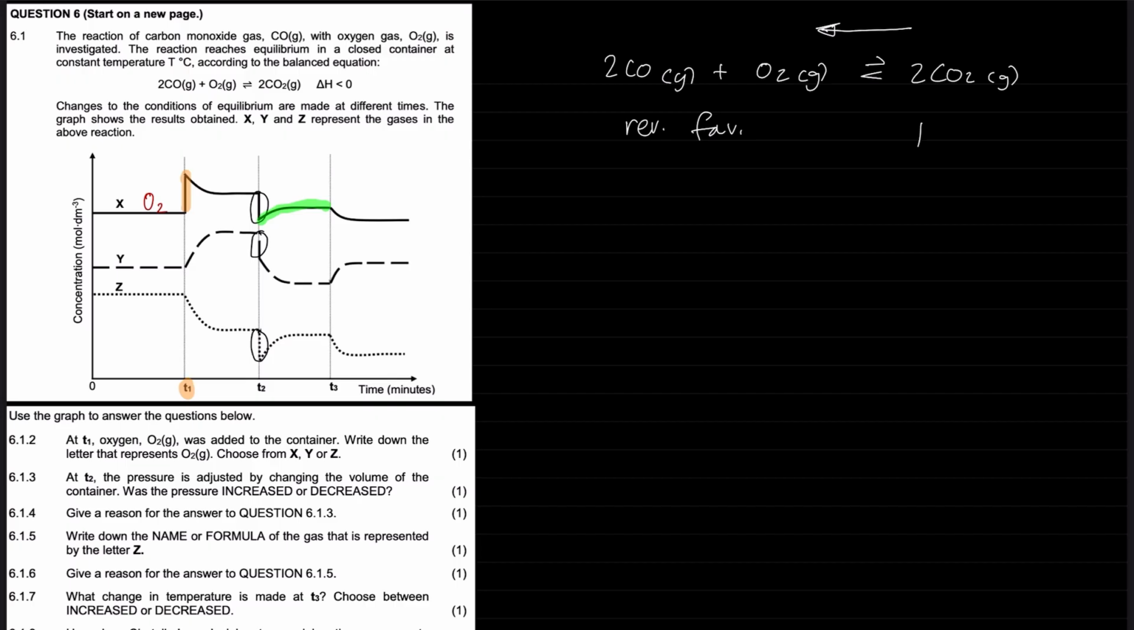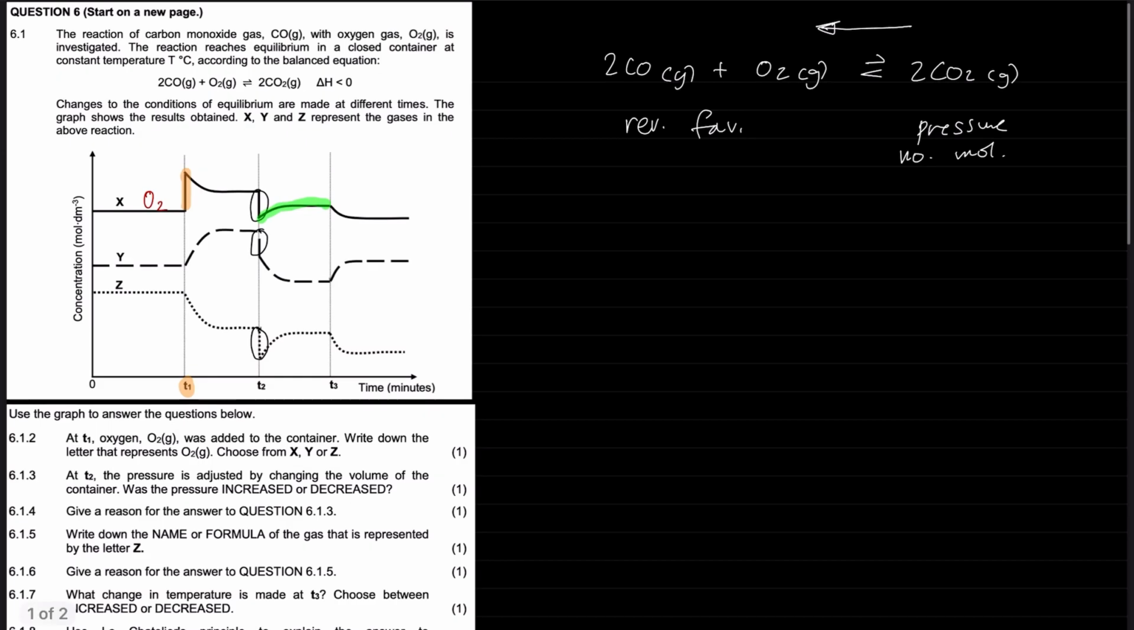Now when we talk about pressure, we talk about the number of molecules. The reverse reaction represents more molecules. Remember, this side has 3 molecules, this side only has 2 molecules. So if the reverse reaction was favored, it means that the side with more molecules was favored. Now, why would the side with more molecules be favored? Well, it must be if the pressure was decreased. So the answer here is that the pressure was decreased.